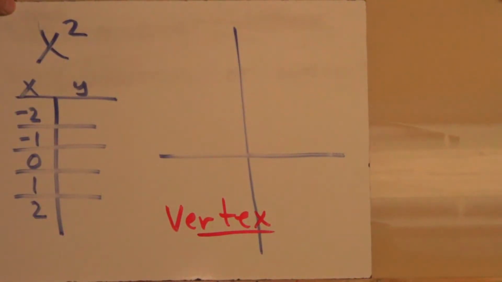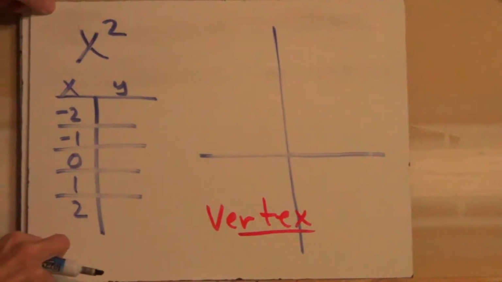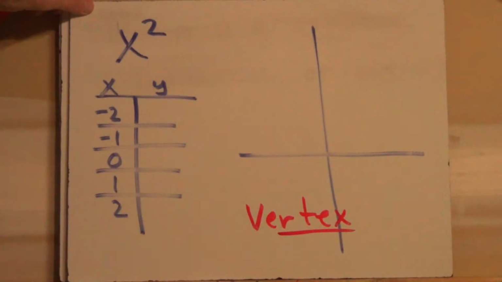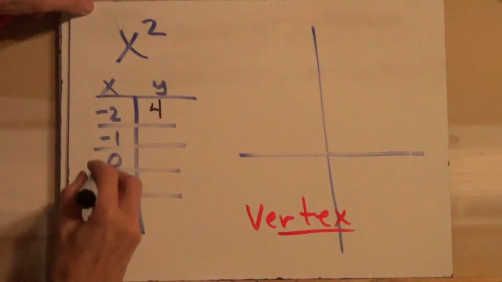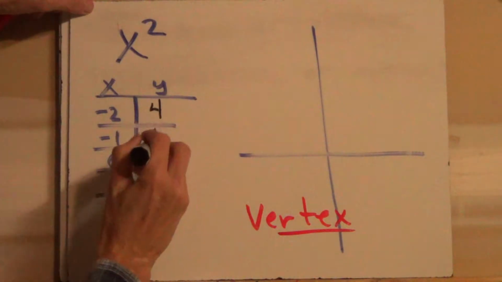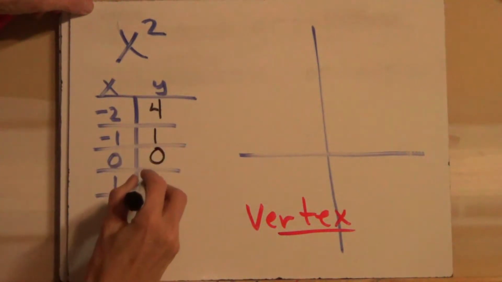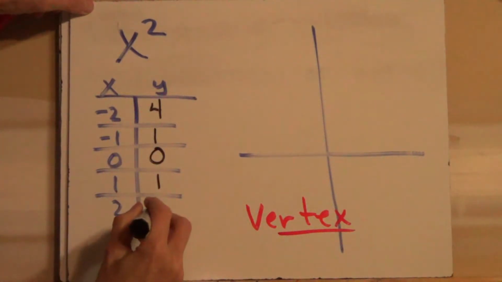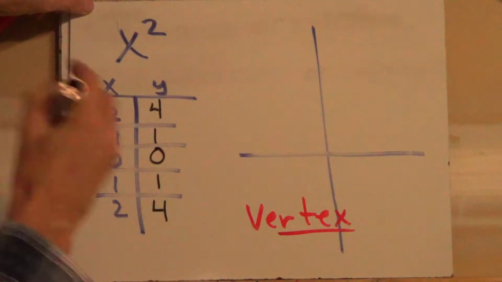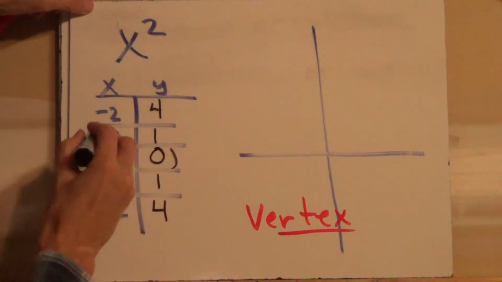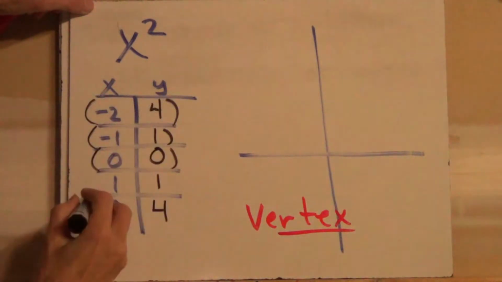When we plug in values, that's how we get the U shape. -2 squared, or -2 times -2, would be 4. -1 times -1 is 1. 0 times 0 is 0. 1 times 1 is 1. And 2 times 2 is 4. Okay? So when we come over to the graph, we plot these points.